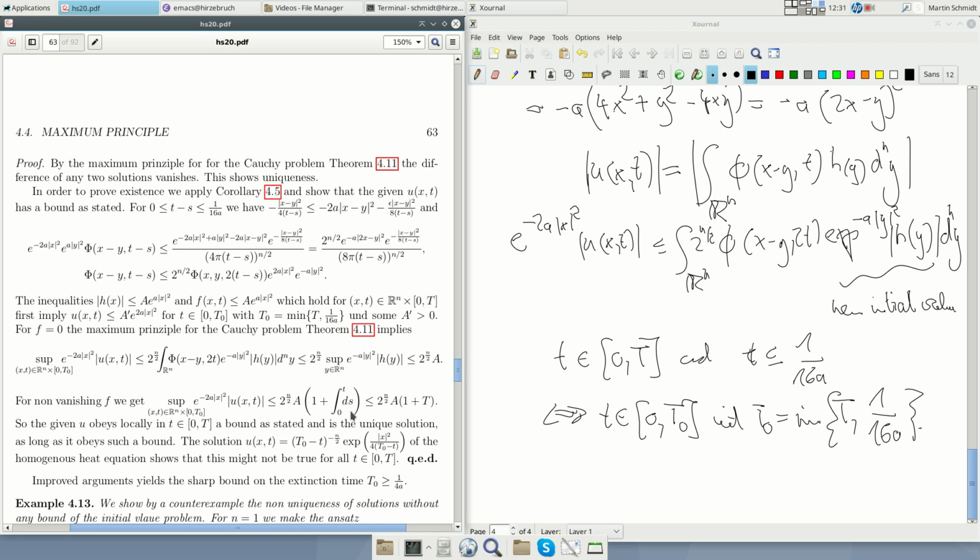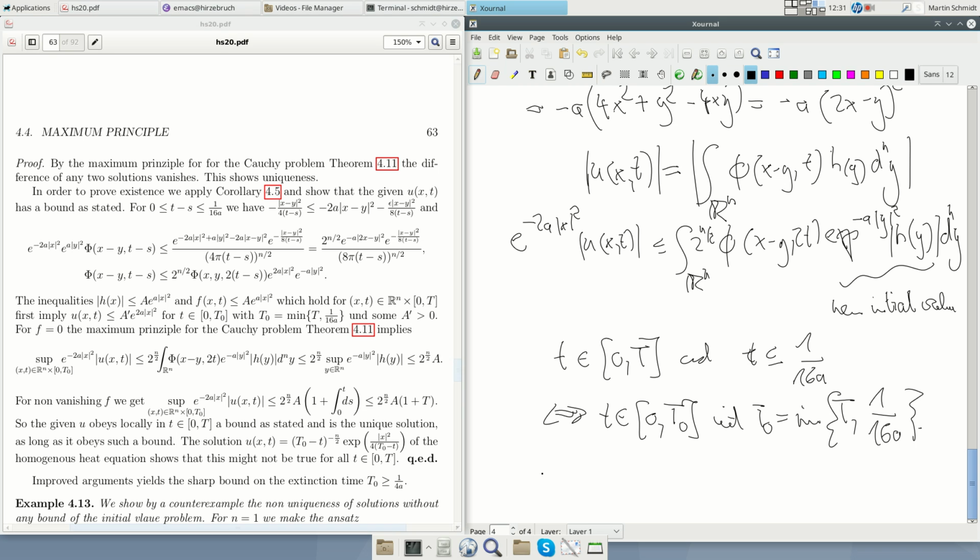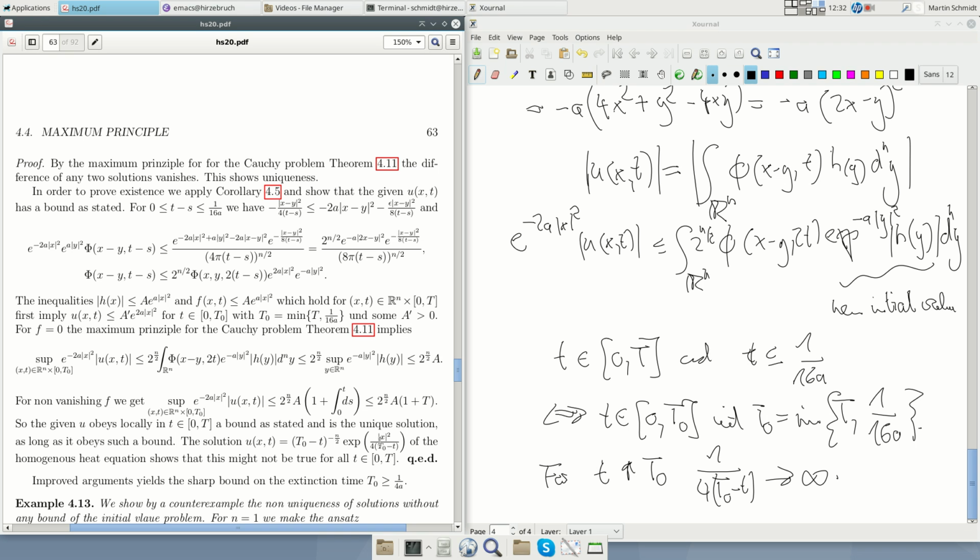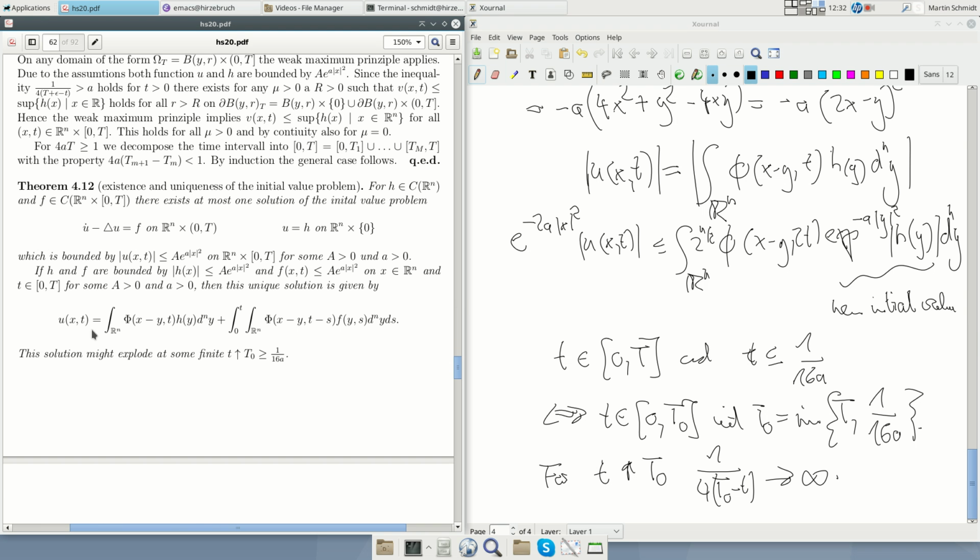this example. This again solves the heat equation, and if you look at this, then you see for t going to t0, 1 divided by 4 (t0 minus t) goes to infinity. So the exponential here goes to infinity. So it does not obey in the limit any such growth condition. And of course it explodes. So this is a solution of the heat equation, and clearly for t0 large enough, it obeys a growth condition, but it explodes in finite time. So one really sees that even this solution might explode in finite time.